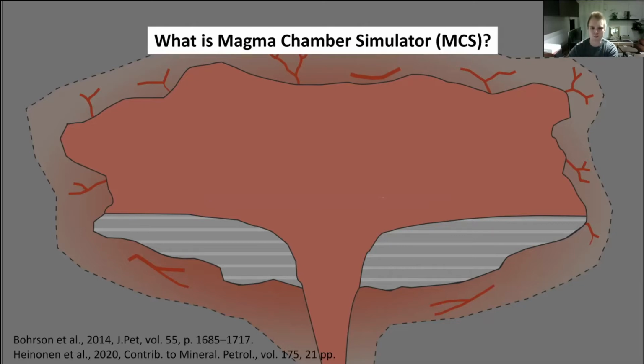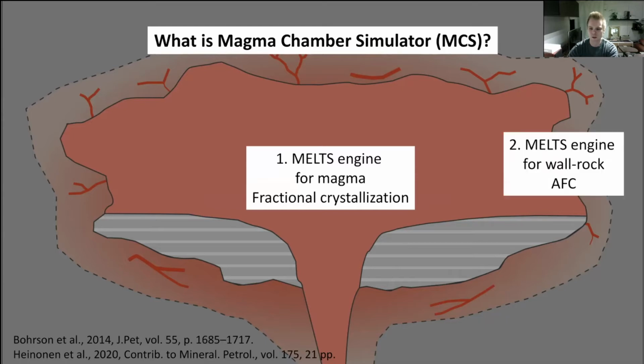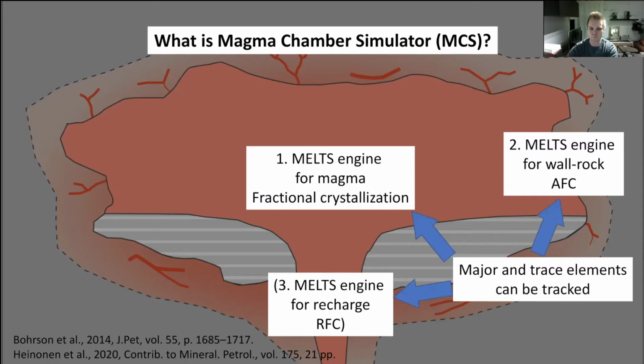So first of all, what is Magma Chamber Simulator? It's a thermodynamically constrained geochemical modeling tool, and it's especially designed for open magmatic processes. So how does it work? First of all, we have a MELTS engine for magma for modeling the fractional crystallization. Then there is another MELTS engine for the wall rock to model the phase equilibrium in the wall rock, as well as the partial melting. And then there is another MELTS engine for the recharged magmas, but we are not concentrating on these today. In addition to the phase equilibrium, the Magma Chamber Simulator keeps track of major and trace elements of all of these subsystems. And also isotopes can be modeled as well.